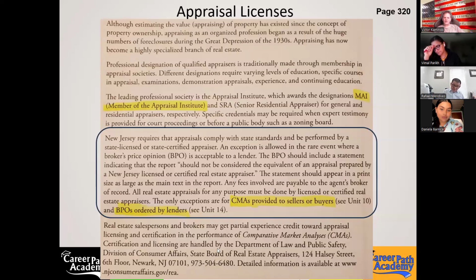Certification and licensing are handled by the New Jersey Department of Law and Public Safety, which is a division of the Consumer Affairs State Board of Real Estate Appraisers over there on Halsey Street in Newark. And here's their website, njconsumeraffairs.gov/REA for real estate appraising.